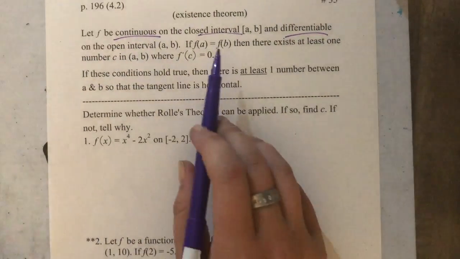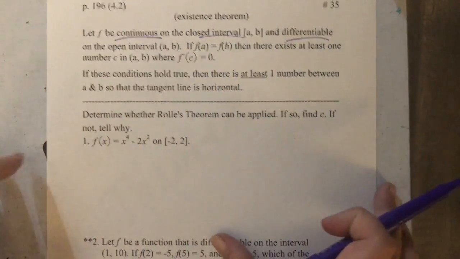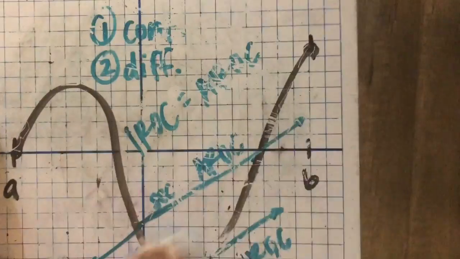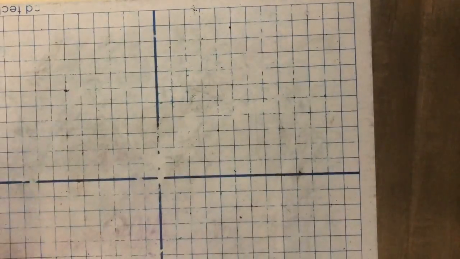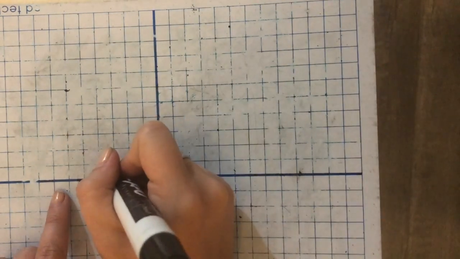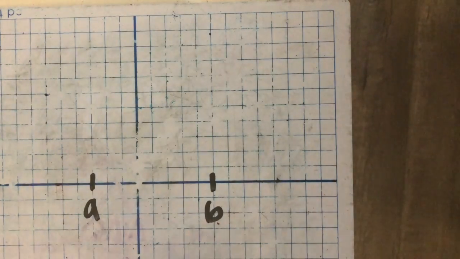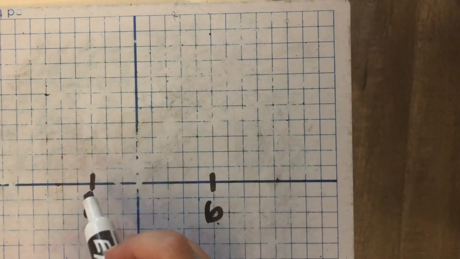It says, if f of a equals f of b, then there exists at least one number c. Let me show you what this looks like. Basically, here's what we're saying. It says if f of a equals f of b. So I'm going to make a point A, say this is A, and I make a point B. So I have a point A and a point B, and f of A is equal to f of b.